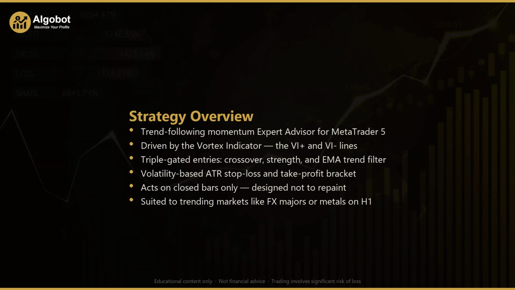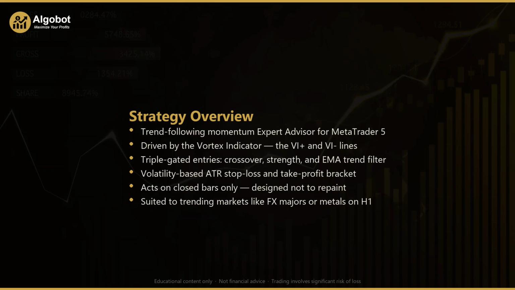On its own, though, a raw crossover can whipsaw during choppy, sideways conditions. To address that, this strategy layers two more conditions on top of the crossover before it will consider a trade. The dominant line must show genuine strength, and price must agree with a longer-term exponential moving average. This trend filter keeps the strategy trading with the broader backdrop rather than against it.